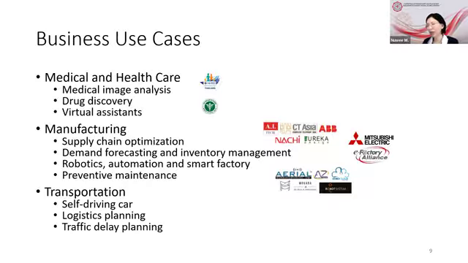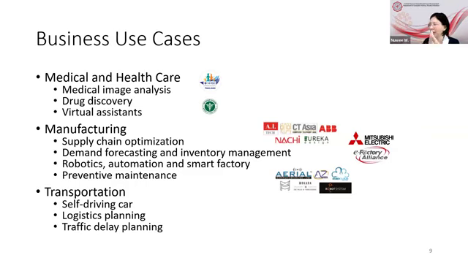In manufacturing, we have supply chain optimization. We also have demand forecasting and inventory management. They also use robotics, like a smart pack factory. And in the factory, they have machines, right? Therefore, they need preventive maintenance, how to prevent a machine from breaking before it actually breaks.